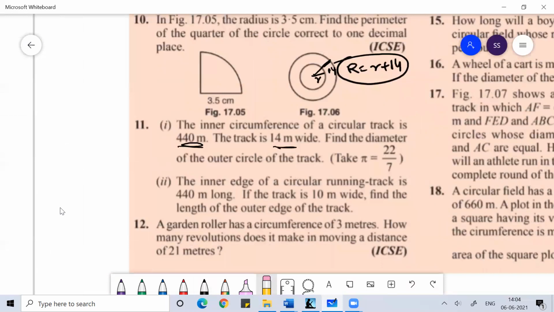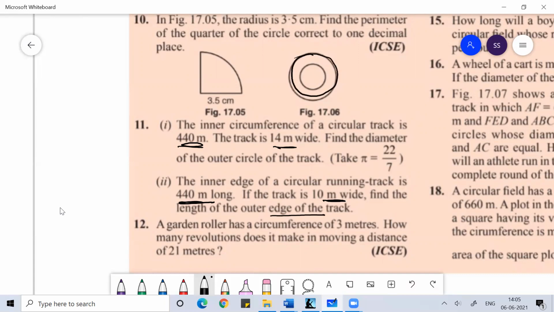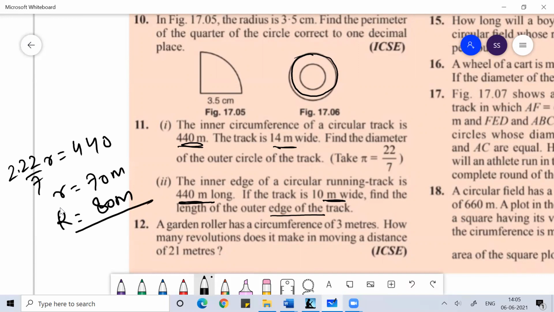Then, the inner edge of the circular running track is 440 meter long. The inner edge means, again they're talking about circumference only. The track is 10 meter wide. Length of the outer edge means they are asking for the outer circumference. If 2 into 22 by 7 into r is 440, you got r as 70, and then capital R is 10 meter more, means 80 meter. They want 2 pi r of that.